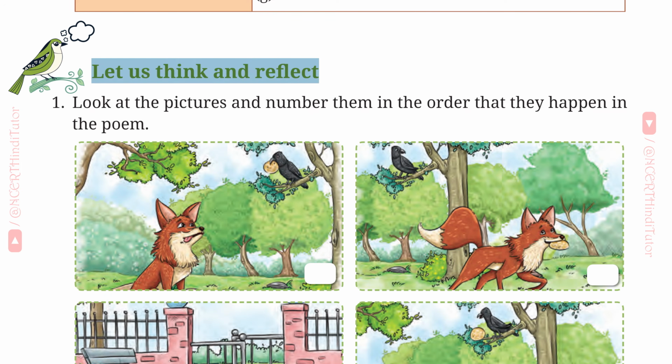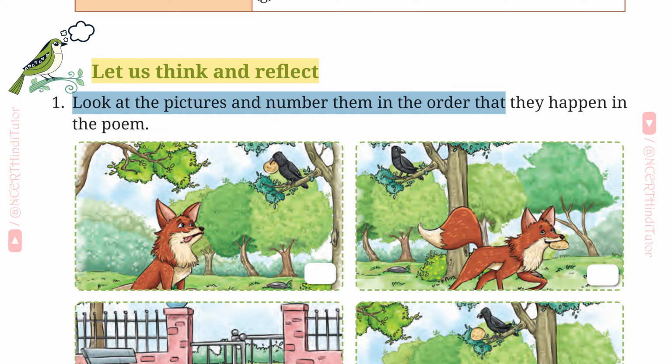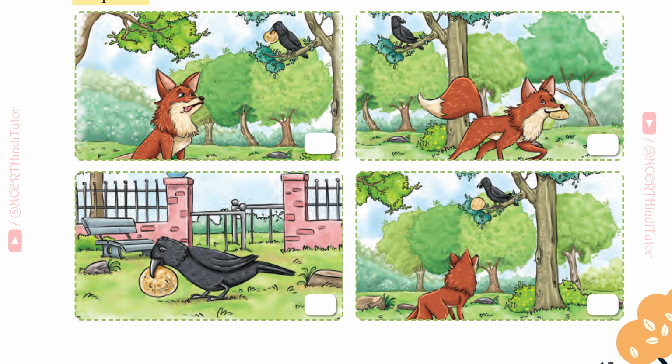Let us think and reflect. First, look at the pictures and number them in the order that they happen in the poem. So friends, these are the 4 pictures. The order of what happened in the poem is as follows. This is the first, this is second, this is third, and this is the last, fourth. The fox gets the food.